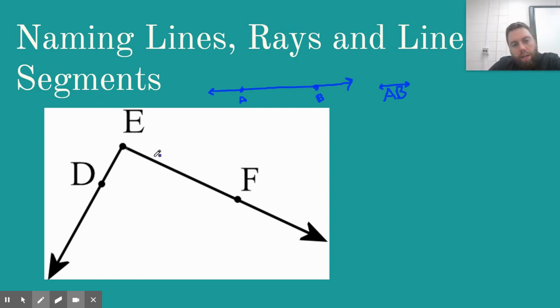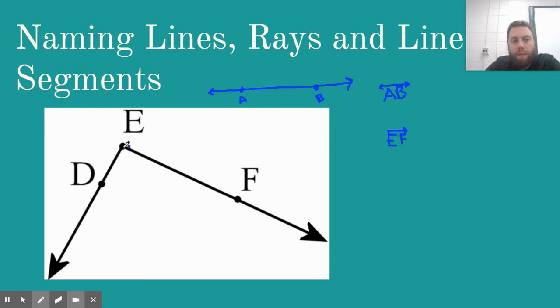Now we see this ray EF. We can call this ray EF. We know it's a ray because it starts or stops at one point and goes on infinitely in the other. I can do the same thing where I just draw a little ray, a line with an arrow over it. That tells me I'm talking about the ray.